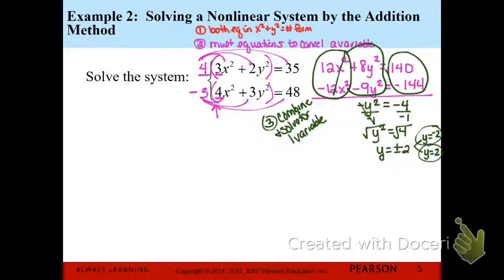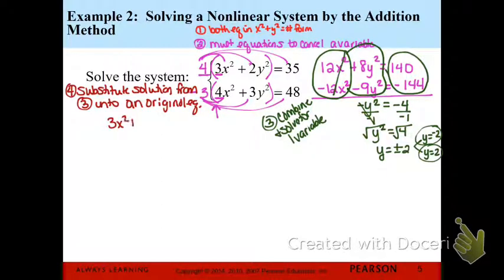All right, so then we're on step 4. What was step 4? Plug it in to a different equation. Yeah. Substitute solutions from step 3 into an original equation. Does it matter which one? No. So, do you want to pick the top one or the bottom one? Okay, top one. So we're going to plug them into 3x squared plus 2y squared equals 35.